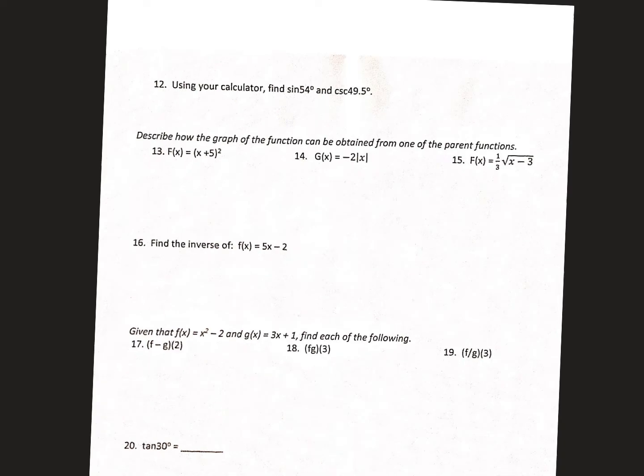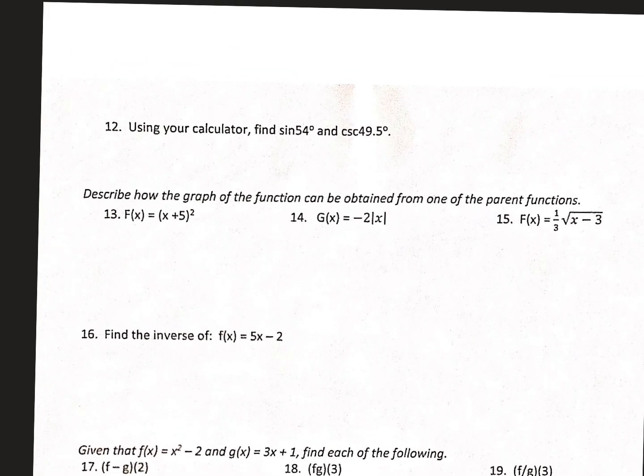Number 12, using your calculator, find these two things. You can just punch in straight up sine 54 degrees. I'm hitting sine 54, enter, and I'm getting 0.8090. Now when it says cosecant, there's not a cosecant button.